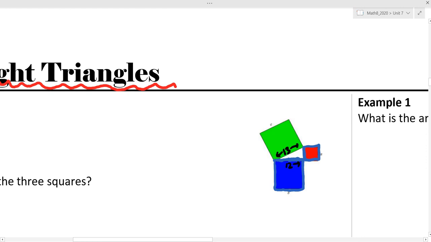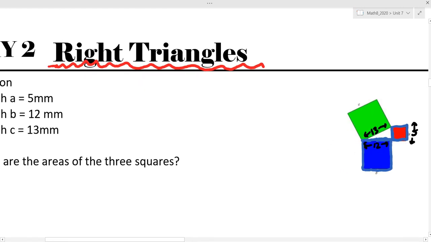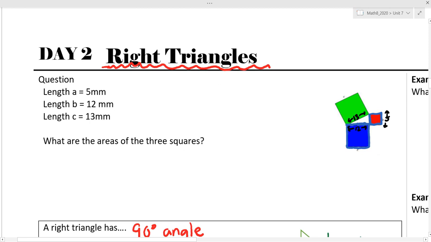12 here, and 5 for this one. Okay. Let's calculate the area of each of these squares and see if they add up to the area of the biggest side. All right, so area of a square is your side times your side.